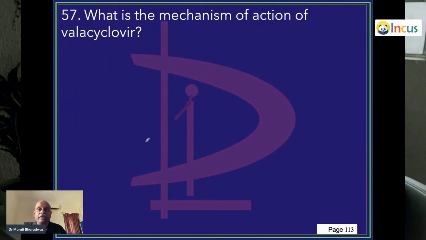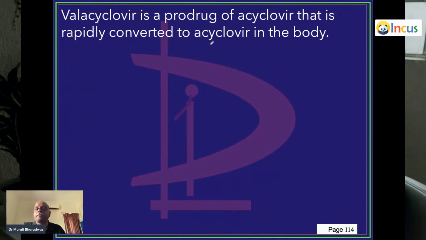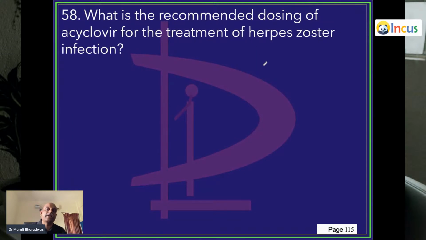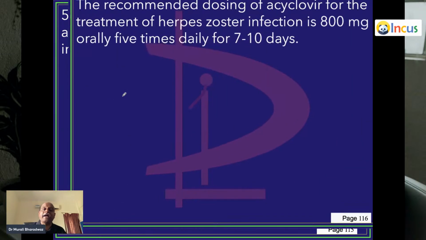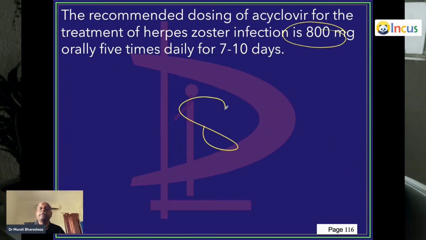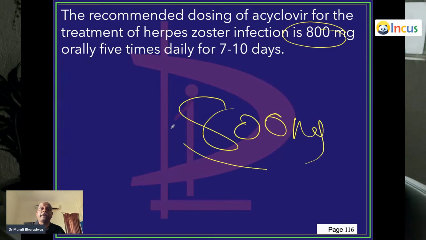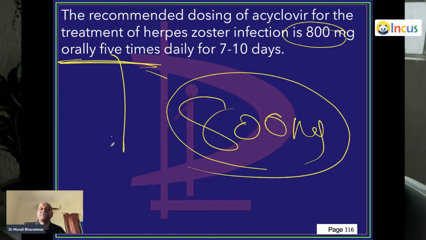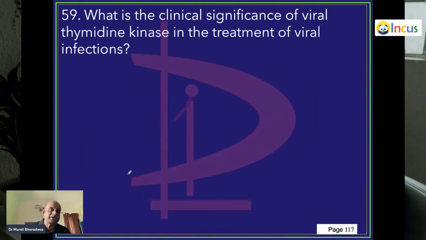What is the mechanism of action of valacyclovir? Valacyclovir is the prodrug of acyclovir, rapidly converted into acyclovir. So what is the dose of acyclovir for herpes zoster, doctor? 800 mg. Oh my God, very big tablet. 5 times a day for 7 to 10 days for herpes zoster.